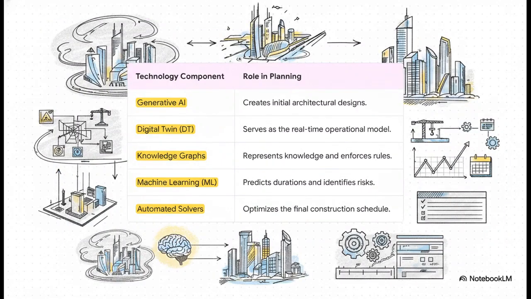So to build this super intelligent twin, you don't just use one AI. You need a whole digital toolkit, like a team of specialists. You've got your generative AI acting like the creative architect, dreaming up the initial designs. Then you have things like knowledge graphs and machine learning. They're the logisticians and engineers, handling the rules, predicting delays. And finally, you have automated solvers. They're like the ultimate project manager, optimizing every last detail of the schedule. It's all these tools working together that creates this one single hyper-intelligent plan.